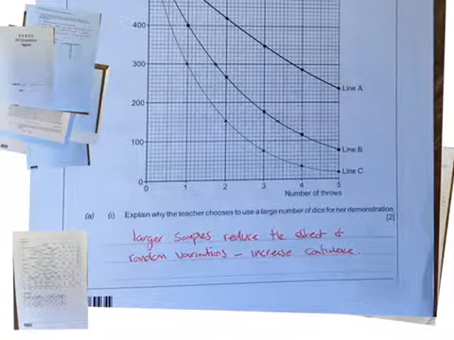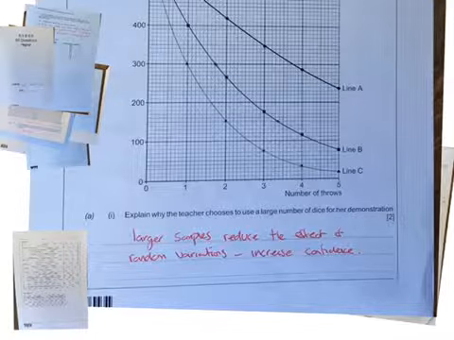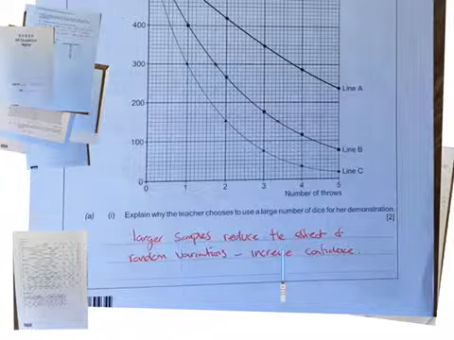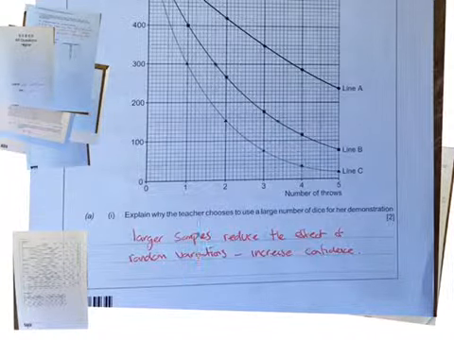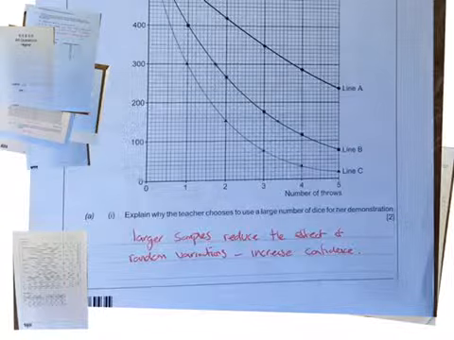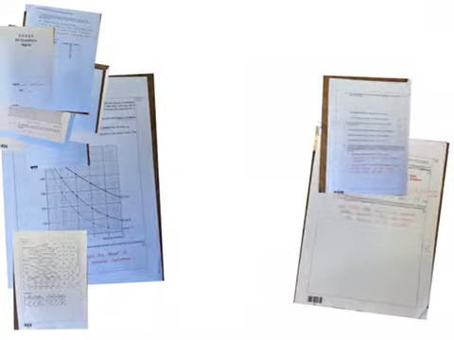Explain why the teacher chooses to use a large number of dice for a demonstration. Well, larger samples reduce the effect of random variations, with increased confidence. We've had this many times: the bigger the sample, the more confidence, the fewer anomalous results you're going to get, for 2 marks there. I'm going to leave that out because I'm sure we're going to need it.